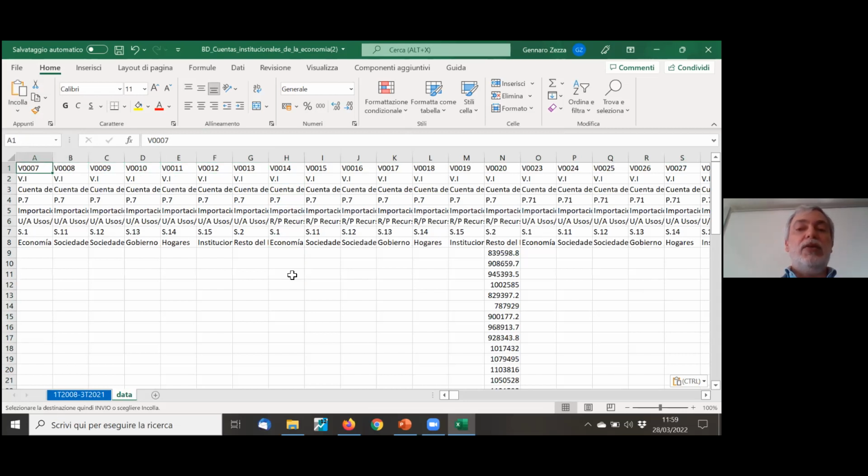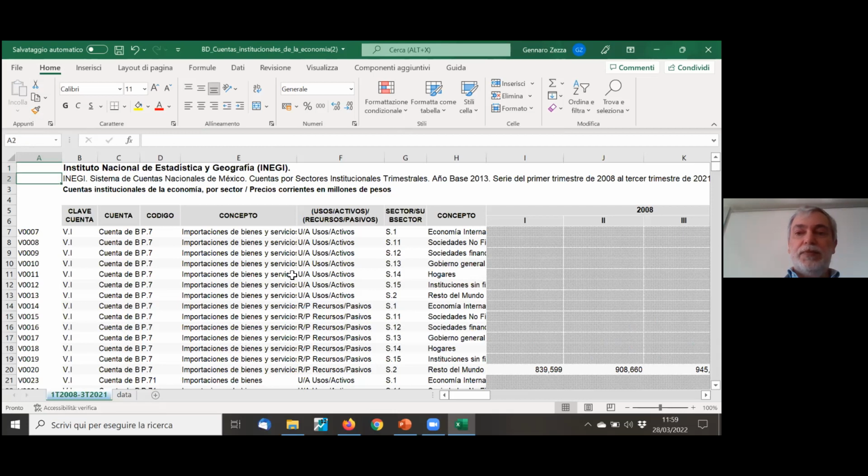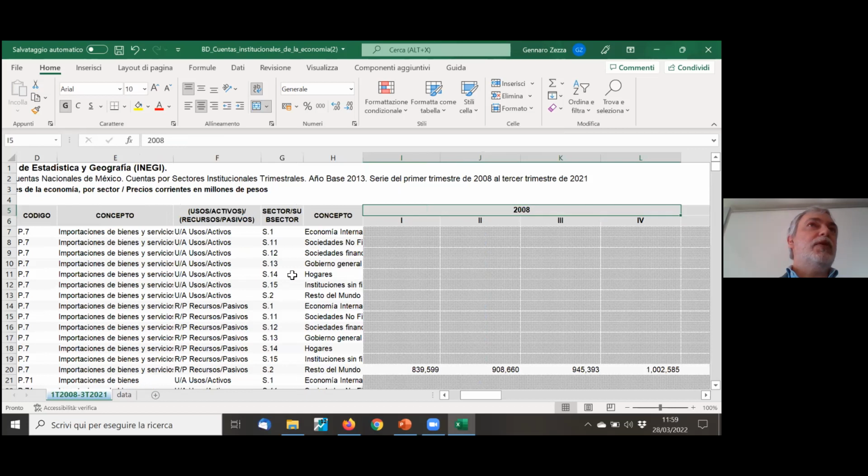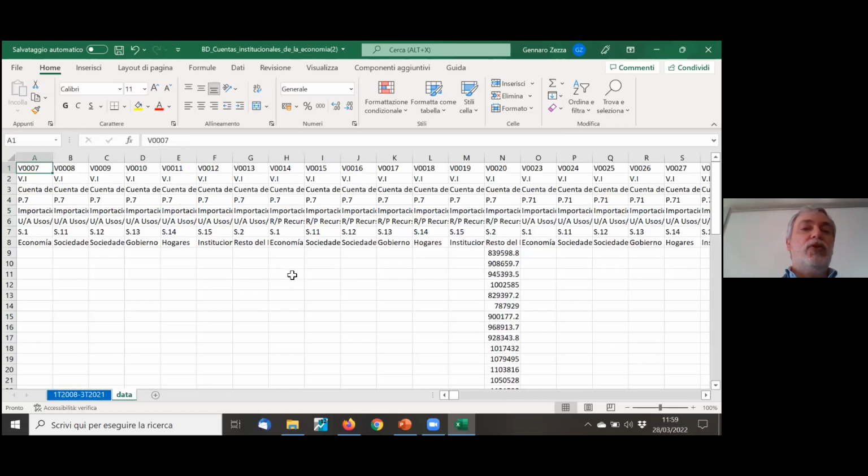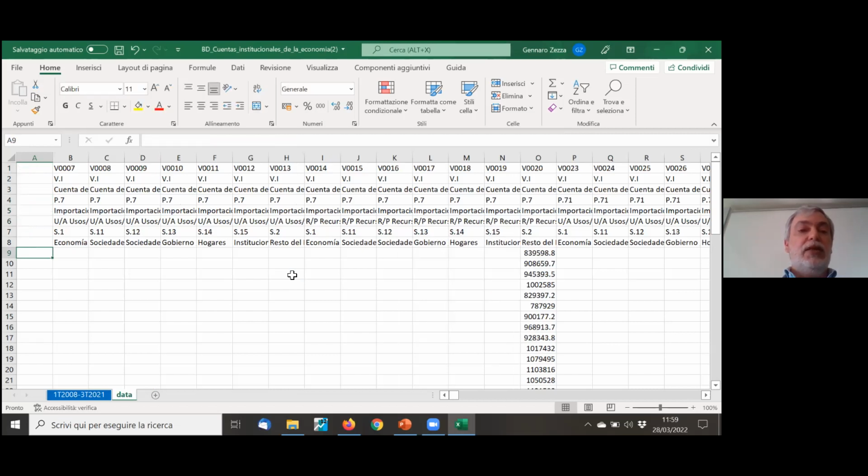There is one problem left. Anybody already knows what the problem is? I'm missing the period. So I want to have also the quarter to which these data refer. So I can add another column. And here I have to specify the quarter somehow.